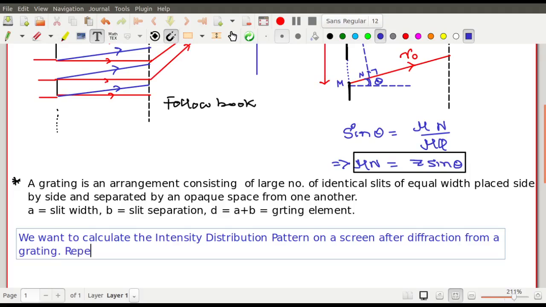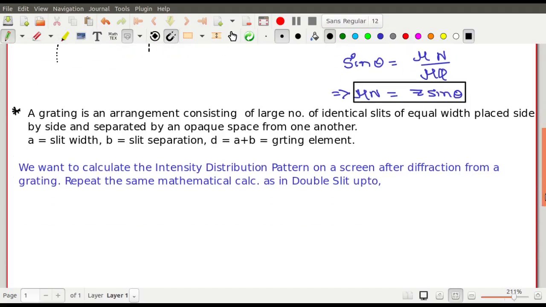Now repeat the same mathematical calculation as in the double slit. Whatever you did for the double slit, repeat it all. Up to what do you have to repeat? Up to this dyP. You have to repeat the calculation exactly up to this one. dyP is equal to capital R e to the power i beta z dz. So up to here you will just repeat.